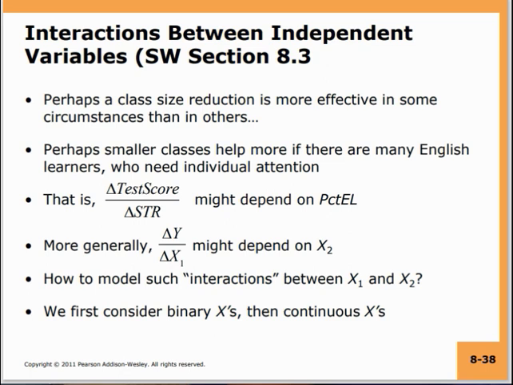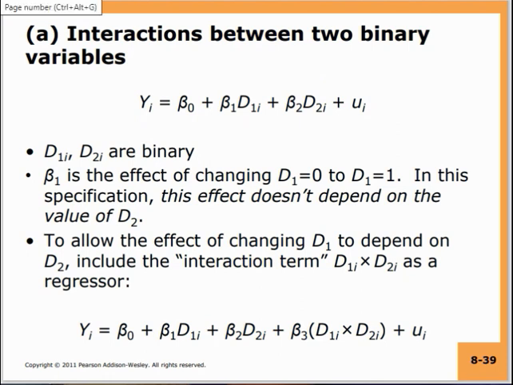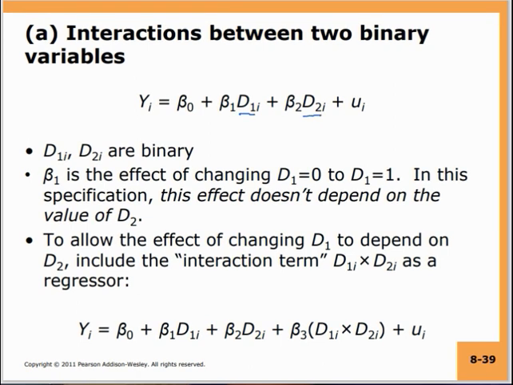First we will consider binary x's and then continuous x's. So first we look at interaction between two binary variables. Suppose we have two binary variables d1 and d2, and these take values of 1 and 0. Beta 1 is the effect of changing d1 from 0 to d1 equals 1, and beta 2 is the effect of changing d2 from a value of 0 to d2 equals 1.